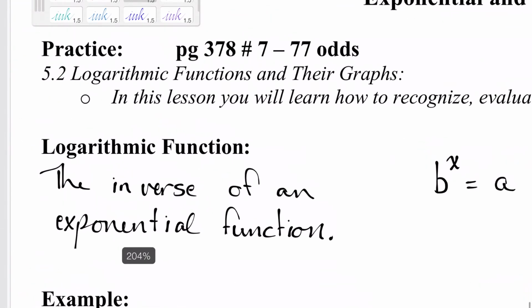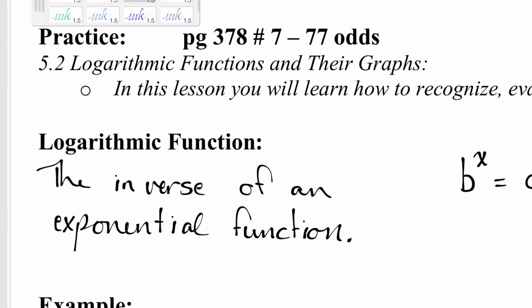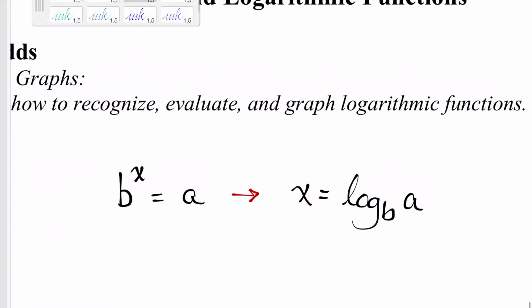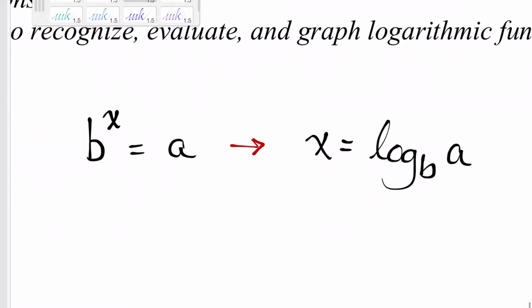This is Miss Lloyd again, and we are looking at logarithms today. So logarithms are the inverse of our exponential functions. Just like multiplication and division are inverses, and addition and subtraction are inverses, our exponential and logarithmic functions are inverses of each other. And so we can see this a little bit when we go back and forth from logarithmic to exponential form.